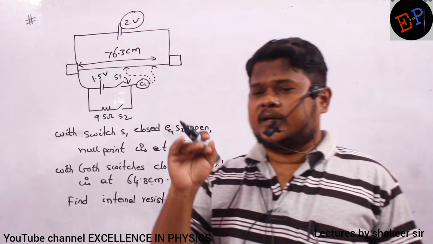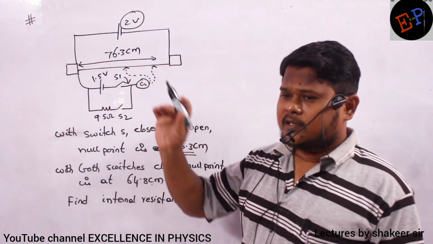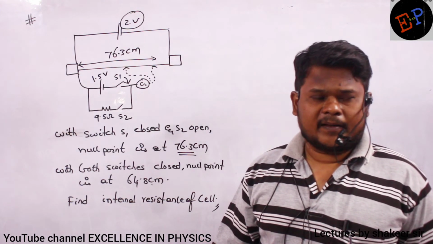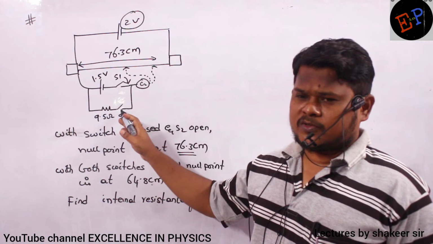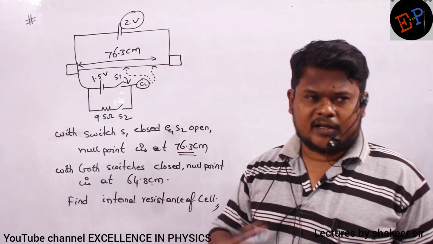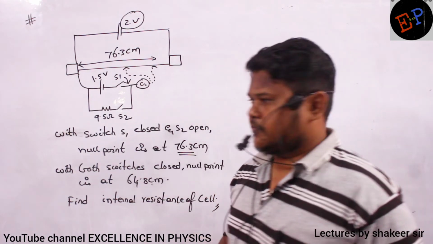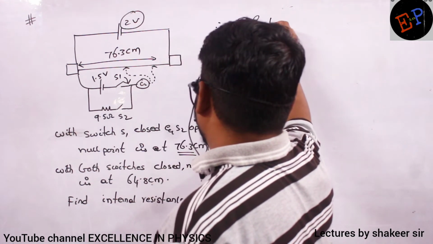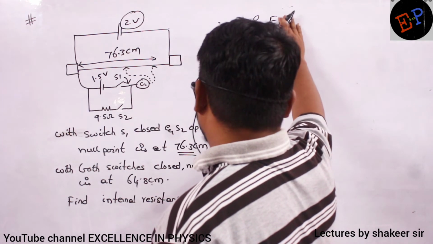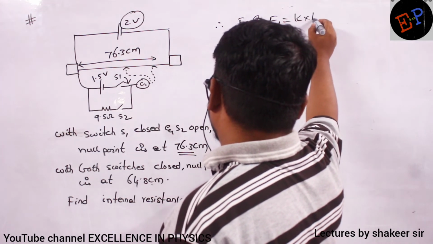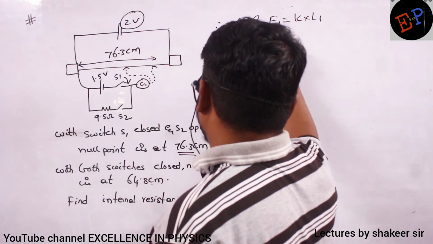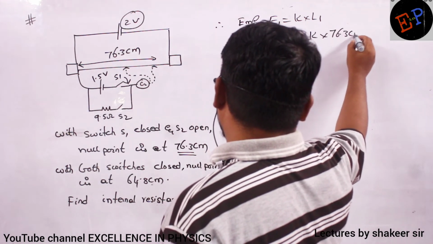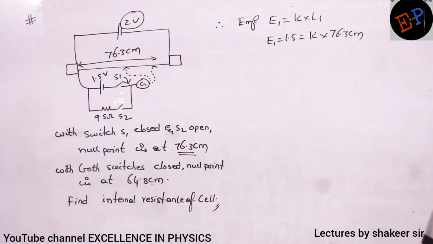76.3 centimeter will indicate EMF of this cell or terminal potential of the cell? EMF only, no? Why? Current doesn't flow. This lower circuit is also open. So current never flows. When current never flows, EMF remains EMF. Therefore, I can say EMF E1 is equal to K into L1. Or E1 is equal to 1.5 is equal to K into L1, 76.3 centimeter. I can write like this, no? E1 is equal to K into L1.